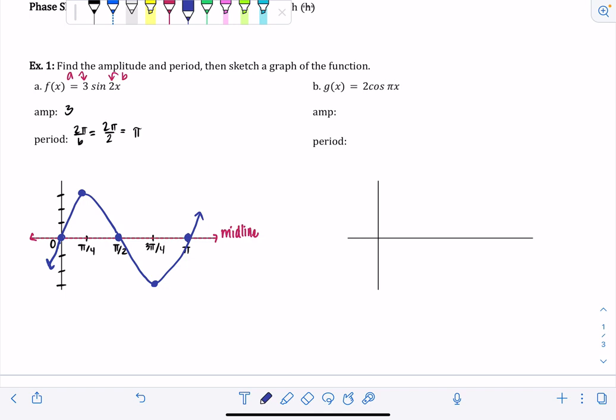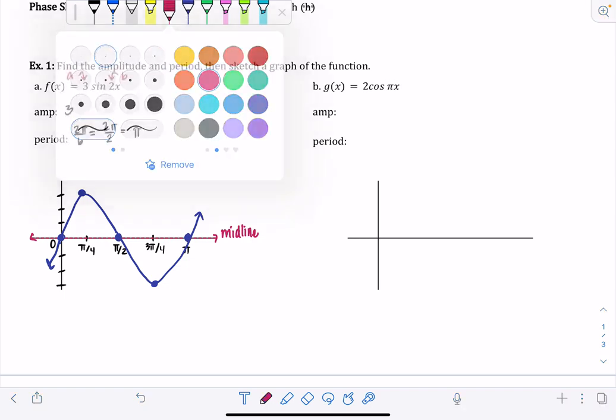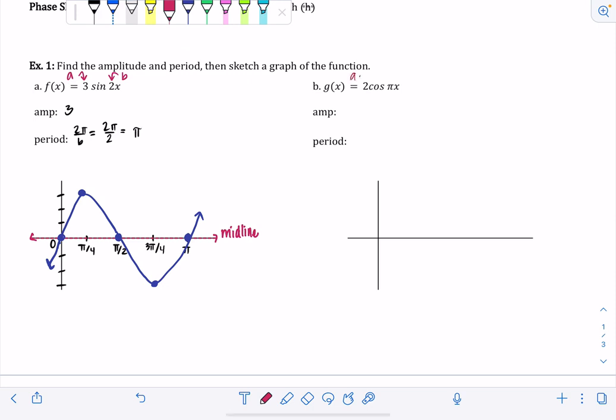Okay, so B is g of x equals 2 cosine pi of x. So same thing, we want to figure out what the amplitude is, figure out what the period is. So for our amplitude, A is the number that's out in front. In this case, A is just positive 2, so amplitude is going to be positive 2 as well.